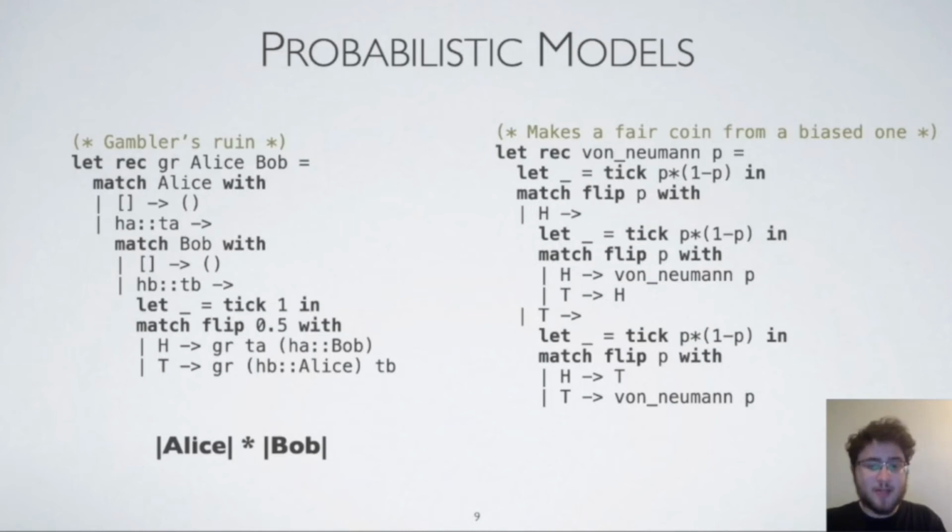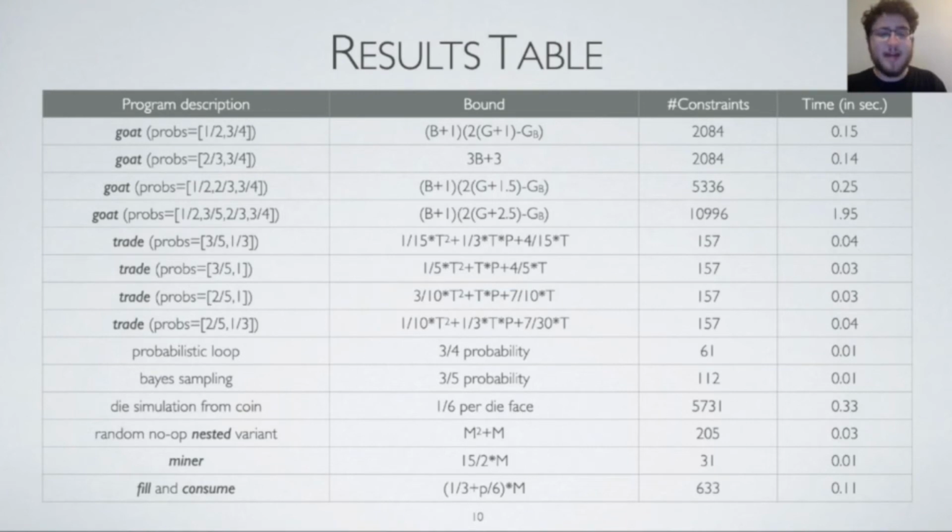Praml can also infer non-trivial bounds with parameterized probabilities. The von Neumann function implements a mechanism to make a fair coin from a biased one. With some scaling trick, Praml derives that the function is expected to take 1 over p times 1 minus p steps, where p is the probability for the biased coin to show heads. Both of these examples also show that Praml can be of use in probabilistic modeling, as these are both probabilistic models. Here are some tables of various other analyses of probabilistic models from the paper.